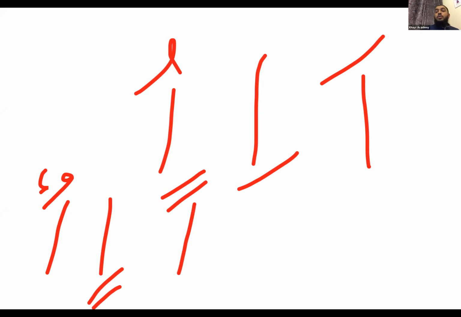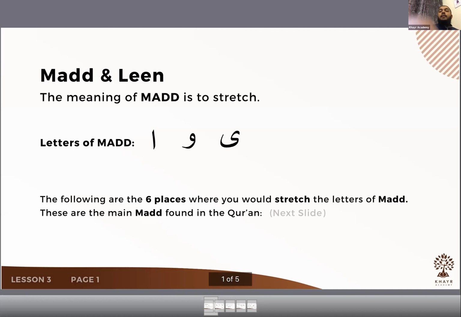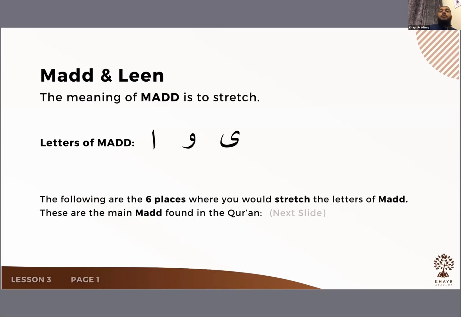Now, today we're going to do the places where we make long. We stretch. They are called mud, stretching. Okay. Mud and lean. For now, just ignore lean. Let's just do mud. And inshallah, at the end of the lesson, on the last slide, we're going to talk about lean, inshallah. So mud, what does mud mean?